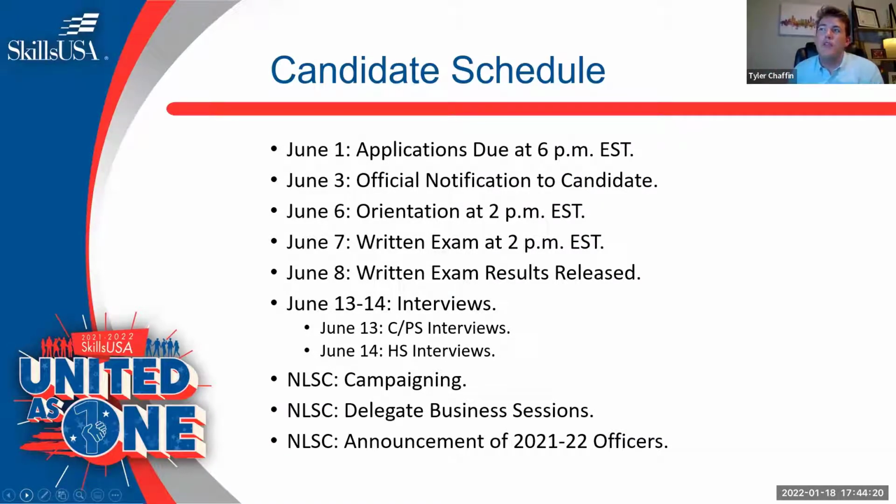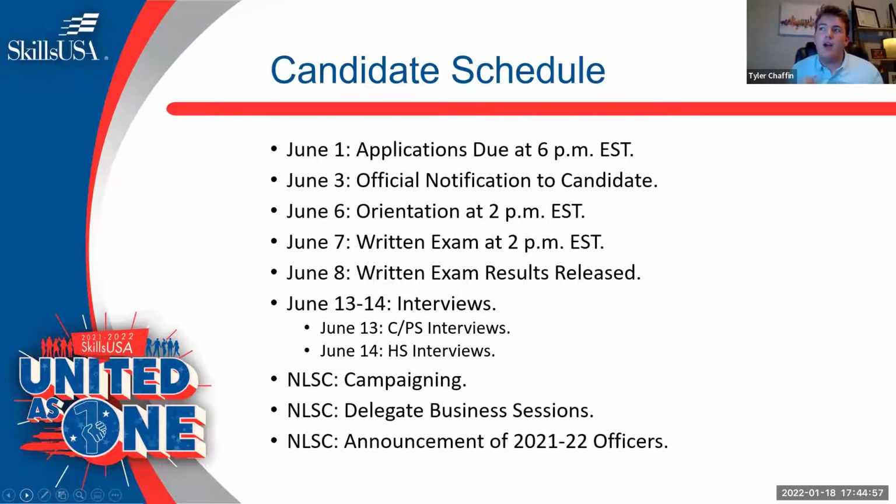Then we get to the really fun part, a month-long adventure together as national officer candidates. June 1, like I said, those applications are due at 6 p.m. Eastern Time. Then by Friday, June 3rd, you'll receive official notice if you're accepted as a candidate, meaning that you've met all of the requirements. From there, we'll have an orientation on June 6th, going over the whole process of pre-NLSC events and during-NLSC events. For those of you that don't know what NLSC is, it's our National Leadership and Skills Conference, and that's where the majority of our national officer election process activities happen.